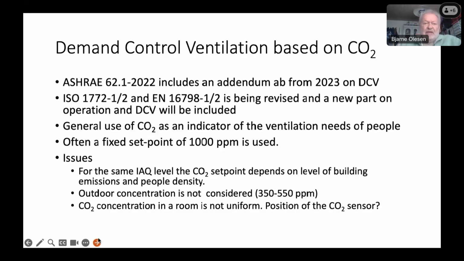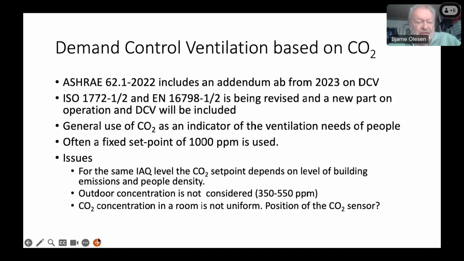So demand control ventilation based on CO2 is already used today. And it's now also being dealt with in different standards. ASHRAE 62.1 from 22 has in 23 got an addendum where it talks about demand control ventilation and gives guidelines and requirements.